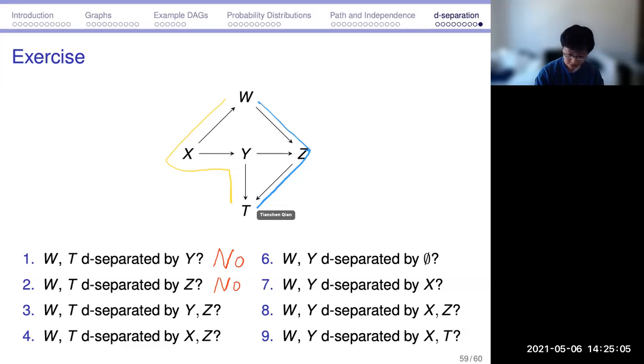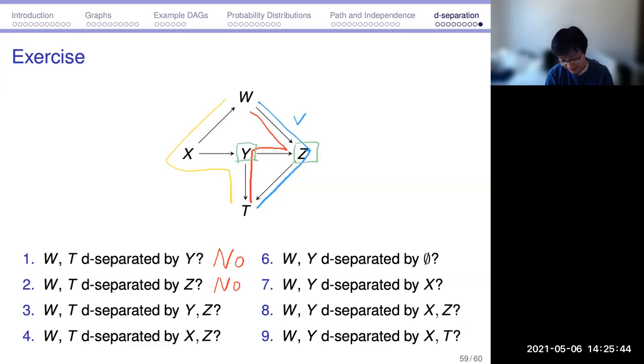Okay, let's look at question number 3. Question number 3 is: are W and T d-separated by Y and Z? So we are conditioning on these 2 variables. Okay, so is it true? Does the d-separation hold? First, we have seen last time that the blue path is d-separated by Z. So we have the blue path blocked. Good. Okay, now the red path.